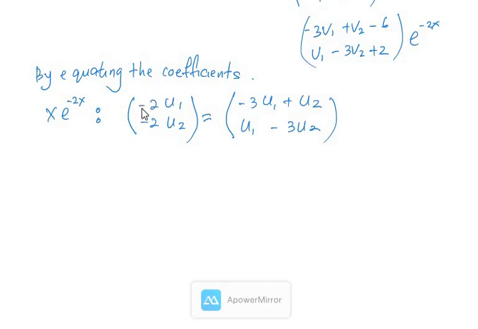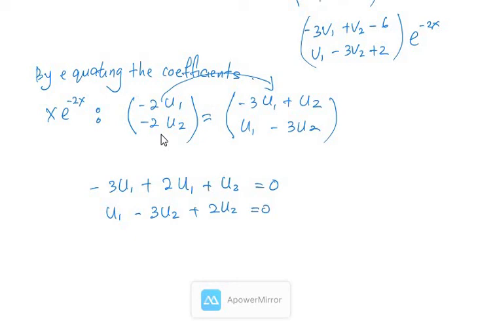So I bring the negative 2u1 to the right hand side. Okay, so I will collect all the u1: negative 3u1 plus this one I bring to the right hand side. So I have 2u1 plus u2 equal to 0. And for the second line, I have u1 minus 3u2 plus 2u2 equal to 0. So I solve this, I will get negative u1 plus u2 equal to 0. And then the second row, I will get u1 minus u2 equal to 0. So u1 equal to u2.